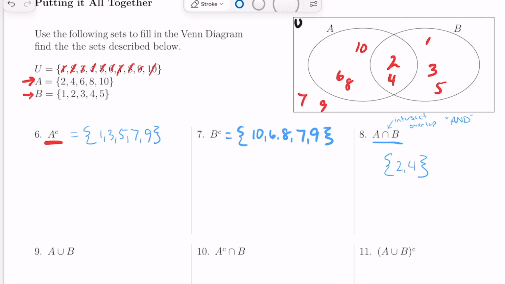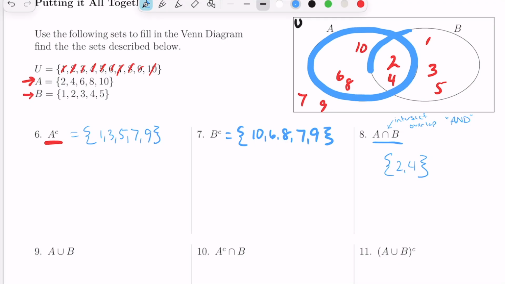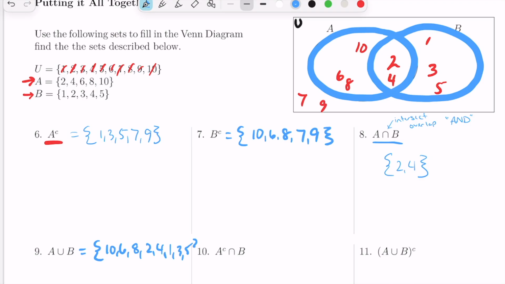The next one is A union B. A union means to bring together. So anything that's in A along with anything that's in B, that would be A union B. So I can start out by writing everything that's in A. That's 10, 6, 8, 2, 4. And then I would write everything that's in B, but I'm not going to write those same numbers 2 and 4 again. I've already written them once. But I will include 1, 3, 5. There we go. Now, I can notice that I have 1, 2, 3, 4, 5, 6, 7, 8 numbers here. And in my Venn diagram, I have 8 numbers inside the circles. That's how I know that I'm right.